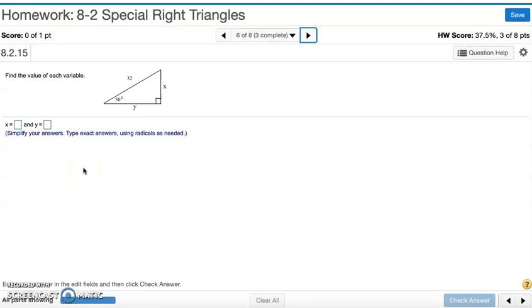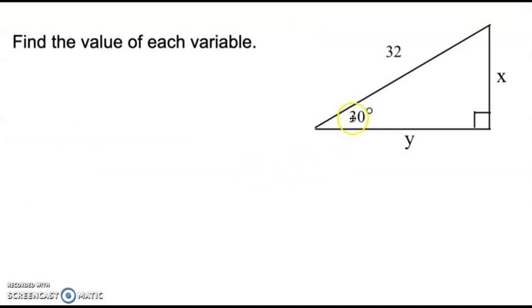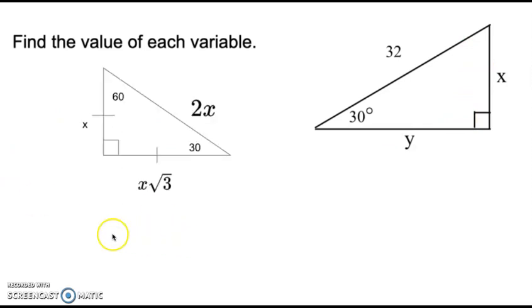Number 6, find the value of each variable. So let's take a look at it. Now this is what's called a 30, 60, 90 triangle, named after its angles. The rule for that is this. The smallest side, the one across from the 30, is x, and the hypotenuse is double that. So the hypotenuse is double the side across from the 30-degree angle.